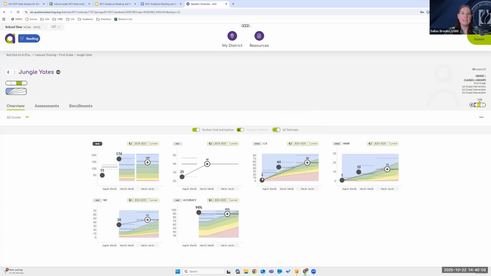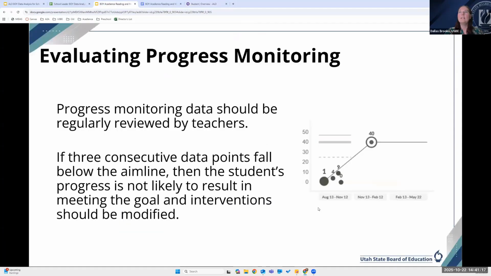So the big gray dot is going to be their beginning of year score, and then it goes up to this target with a white. This is their end of year goal. And then it shows you these probes in between of where the student is performing according to that aim line, if they're above it or below it. So progress monitoring data really should be regularly reviewed by teachers. If we're not going back in and looking at that data, it's almost pointless to us. We want to be using it and making instructional changes.